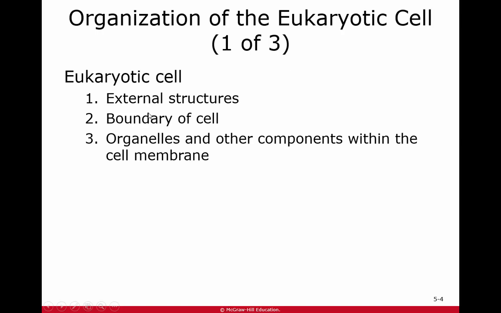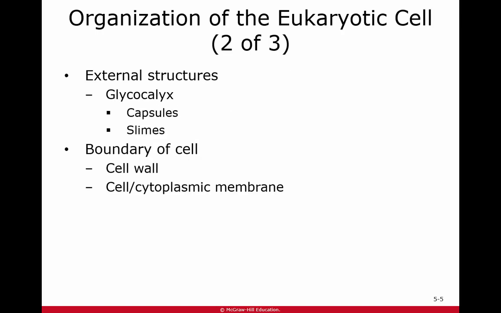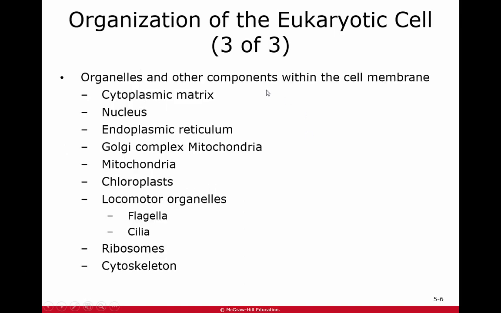Eukaryotic cells will have a boundary. So that could be a cell wall and or cell membrane. And then of course organelles. So if we look a little more carefully, external structures, we just said there's the boundary, the cell wall, the cell membrane, and then all of these organelles and their components. And so in this chapter and in this section specifically, we're going to look at these structures.